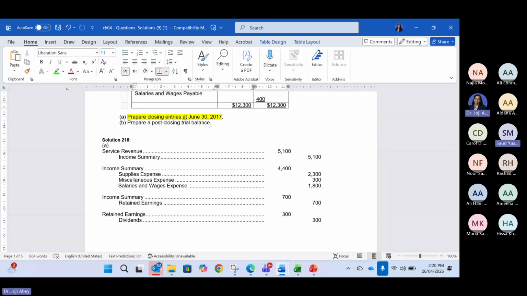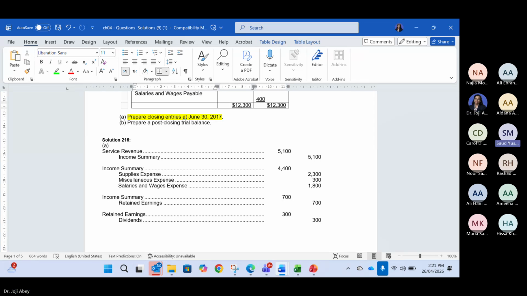Then the next, now we need to complete this income summary account. We are completing it with our expense accounts. So we have supplies expense, miscellaneous expense, and salaries and wages expense. The first one, income to income summary. The second one, income summary to our expense accounts. So any expense, for example, if rent expense is given, then you will write income summary to supplies, miscellaneous, salaries, and the next one will be rent expense.